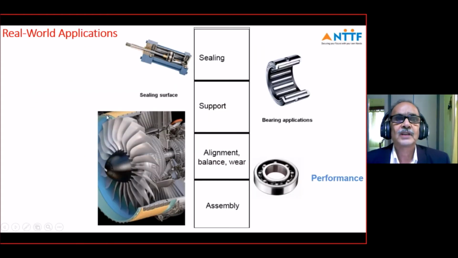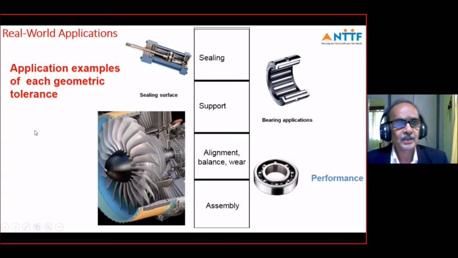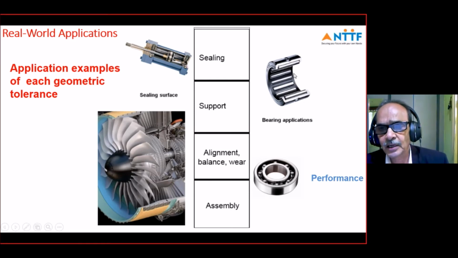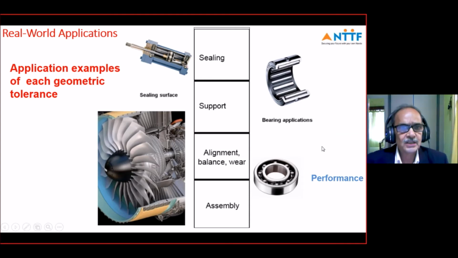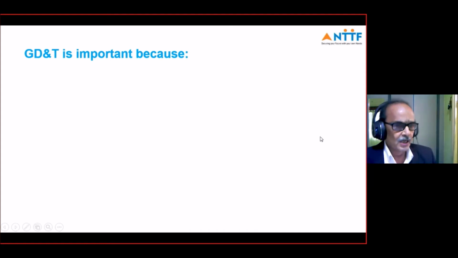There are some real-world applications which I can just touch upon. If you use GD&T with reference, where can you use it? Sealing applications, like on a hydraulic cylinder, and then support application, alignment, balance, wear, and assembly. For example, in a bearing application, the straightness of a needle roller bearing is very important for its function and its life, so for the performance of a bearing. So these are some examples of real world applications.